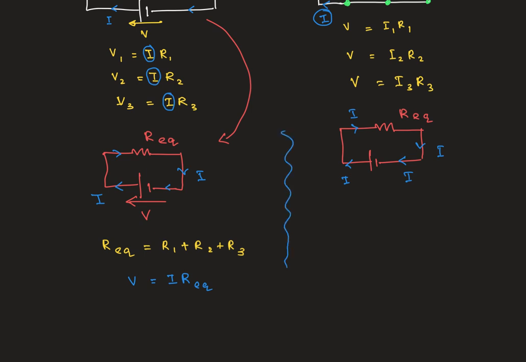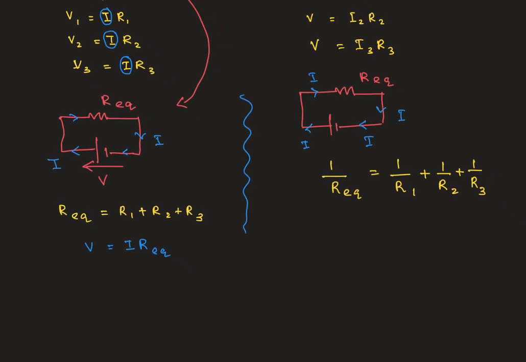The difference is that finding R equivalent takes a different procedure. Instead of adding all the R's together, here you add the reciprocals, and that equals the reciprocal of the equivalent resistor. This is a place where you need to be very careful. If you are familiar with adding fractions, and I assume you are, then you can add fractions.